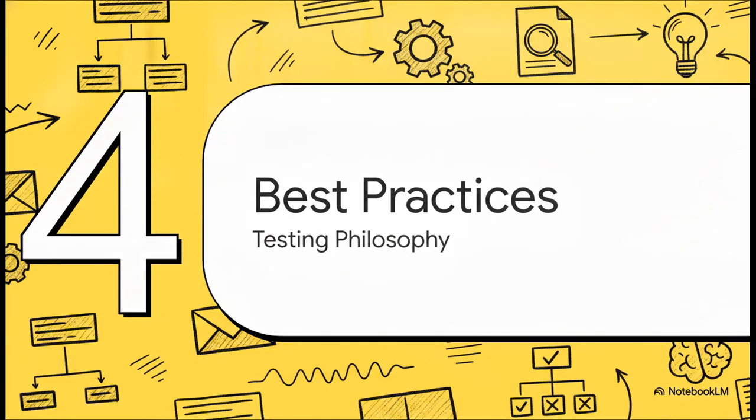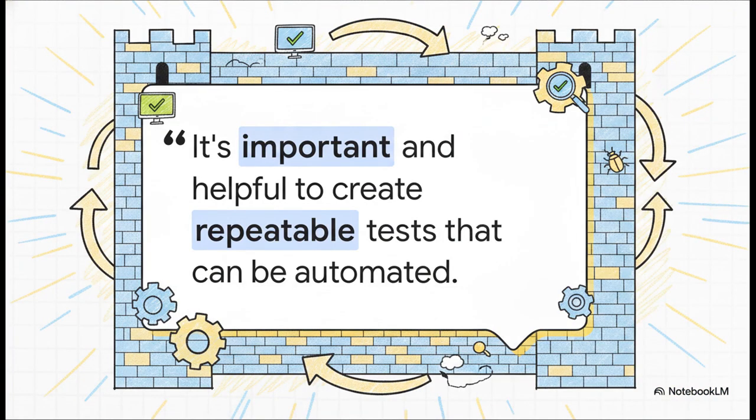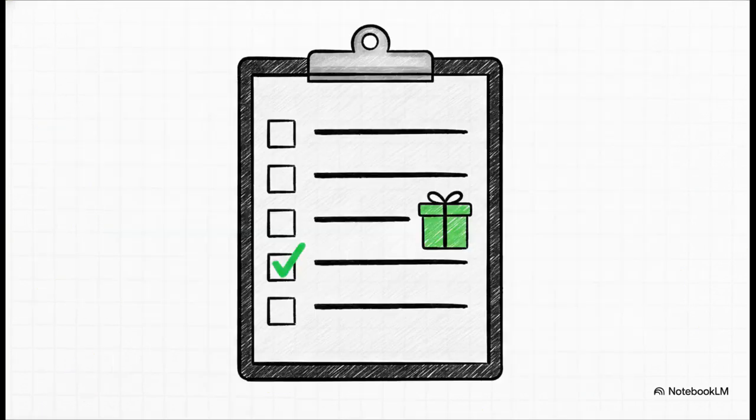Jumping into Section 4, Best Practices and Automation. Okay, as your mentor, if there is one core rule I want you to etch into your brain, it's this. It's important and helpful to create repeatable tests that can be automated. Because before any Business Central application is released out into the wild, its functionality absolutely must be thoroughly validated. Testing isn't just some annoying box you check at the end of the day. It's an ongoing, iterative process. By using the Test Explorer to build out these repeatable, automated tests, you are essentially building an absolute fortress of reliability around your code. So let's look at your non-negotiable rules for release.